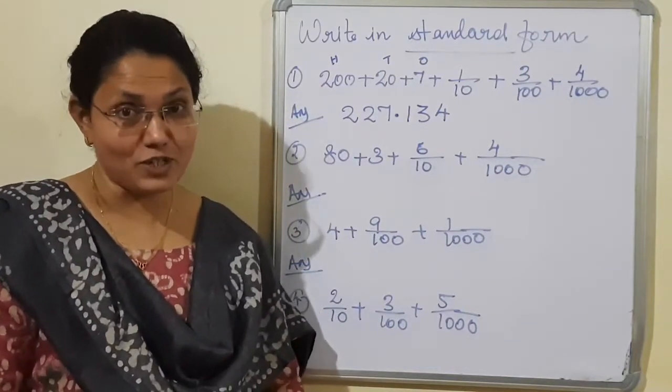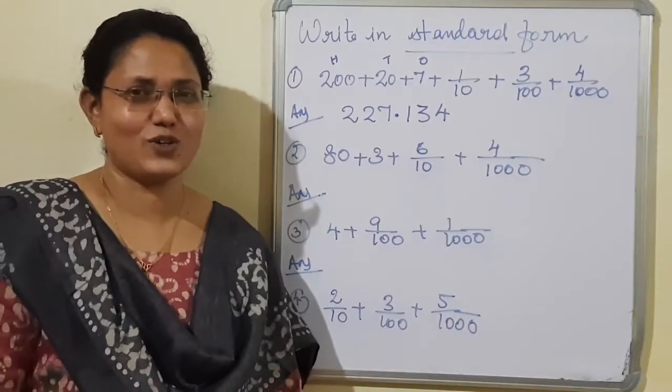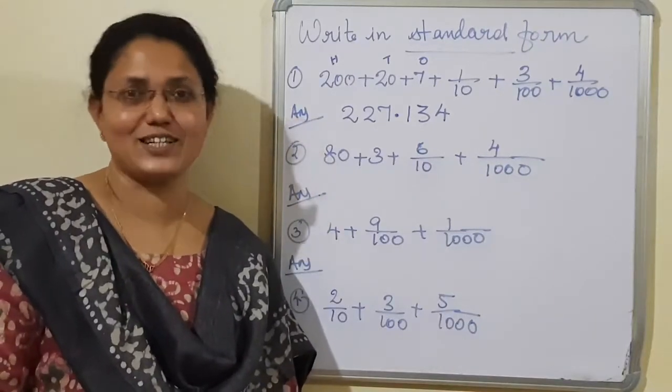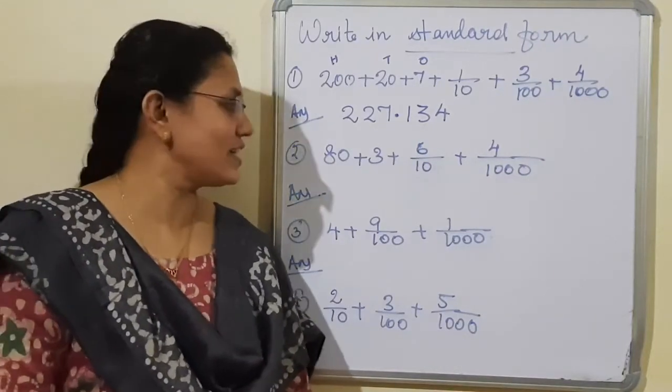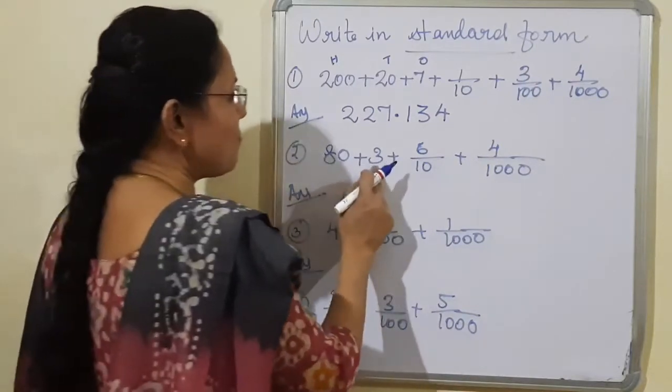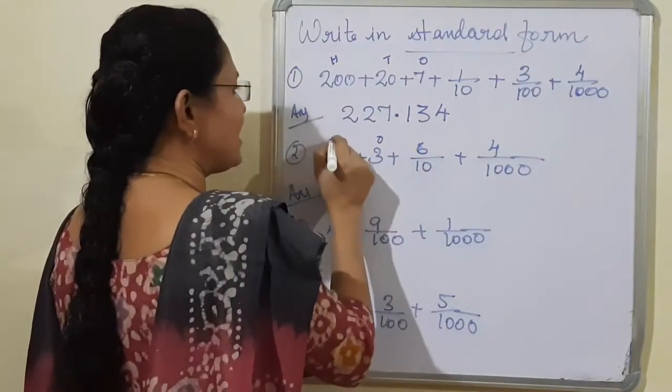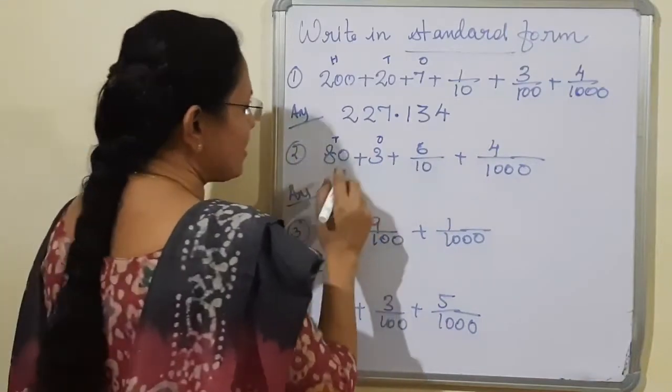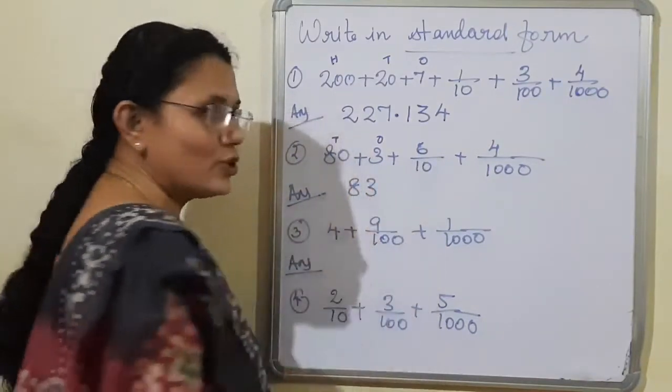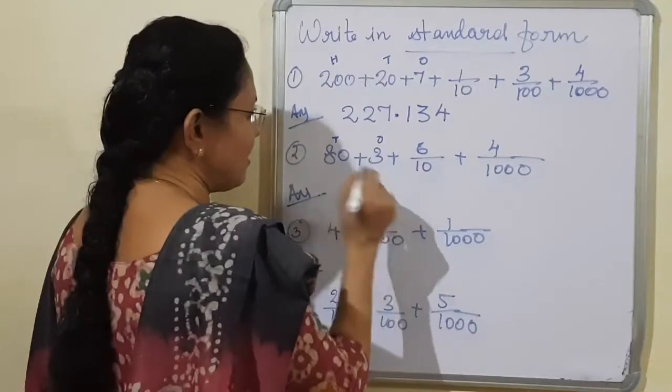227.134. In between this, if any place is not given, what to do? We should write 0 in that place. Okay, now we can do the next one. 80 plus 3 means 1's place and 10's place. That is 80 plus 3 is 83. Then what to do? Yes, we should put a decimal point.